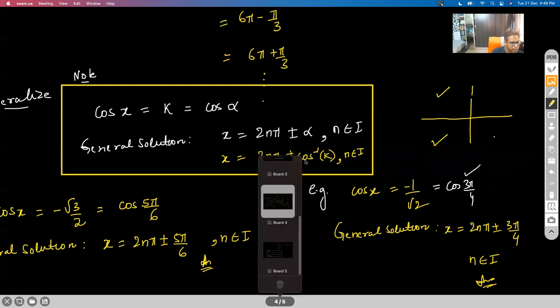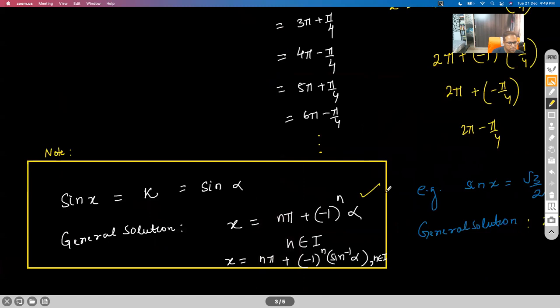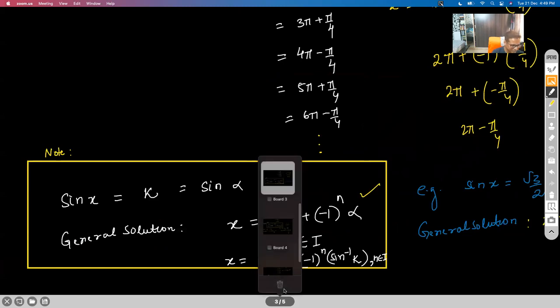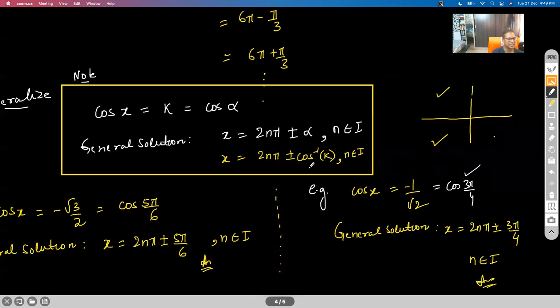Sine inverse k only, I wrote, no? What did I write? Oh, sorry. Thanks, Vishal. By mistake, I wrote alpha. Thank you for correcting that. Yeah, here, cos inverse k.